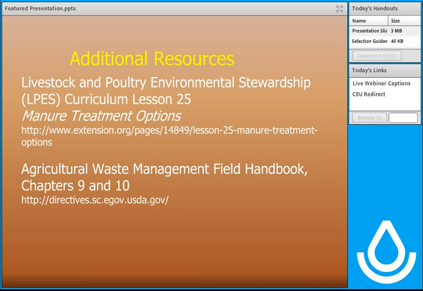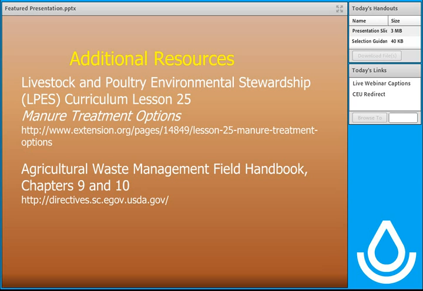Well, that's the process. And the two references that are shown here hopefully would provide you some additional information as you perform the evaluations of these manure treatment systems. If you were to go on to the Livestock and Poultry Environmental Stewardship website, they have a number of these lessons that could be reviewed, but this lesson 25 is a good one for looking at manure treatment options. I especially like the tables at the end of this particular chapter. They give the general trends of these various types of unit processes to tell you whether it's going to increase, decrease, what impact they're actually going to have.